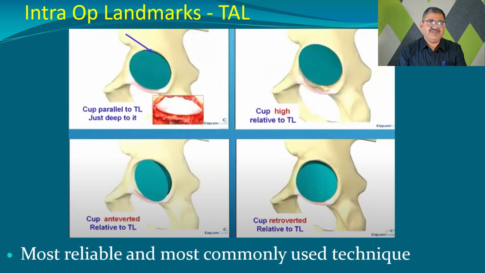The intra-op landmark which is the most important structure and used by almost all joint replacement surgeons is the positioning relative to the TAL. TAL is the transverse acetabular ligament. If the cup is parallel and just deep to it, that is the ideal cup positioning. If it is too far inside, that is a medialized cup. If it is too far out and you cannot see the TAL, that means there is lateralization of the cup. You can judge retroversion as well as anteversion with the position of the towel in relation to the cup.